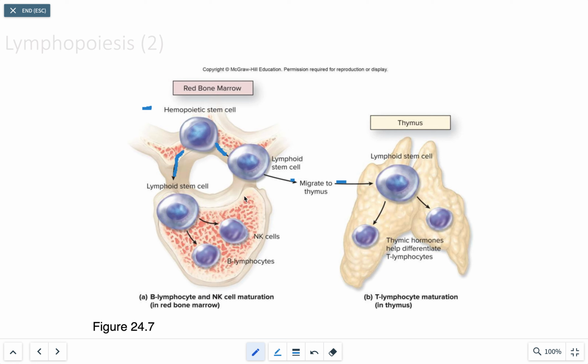So in this example, the maturation would be occurring in the red bone marrow, dividing into a natural killer or B lymphocyte, eventually going into the cardiovascular system or blood flow. Or the lymphoid cell can migrate to the thymus, where it develops or differentiates into a T lymphocyte. And again, they are then going to migrate and travel through the blood to the particular structure for maturation.